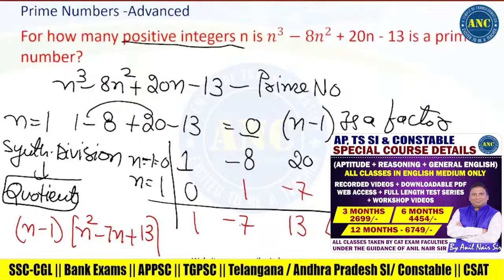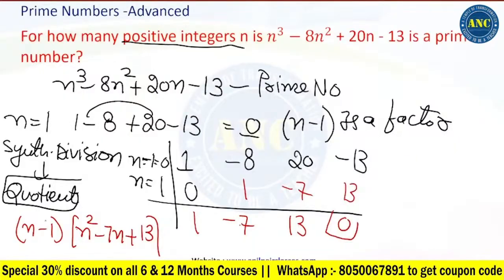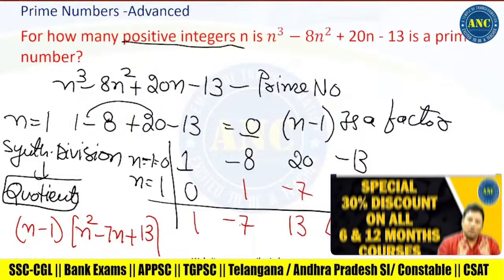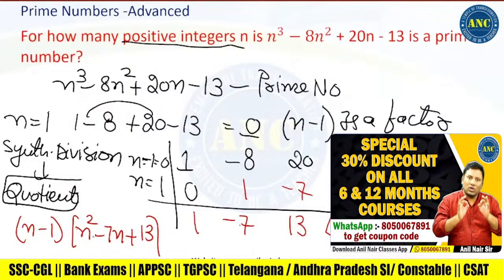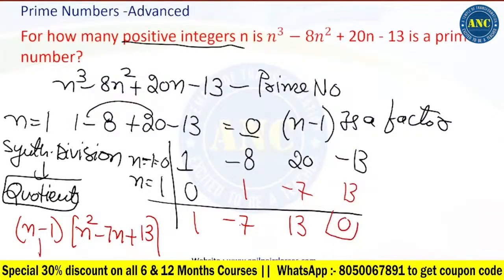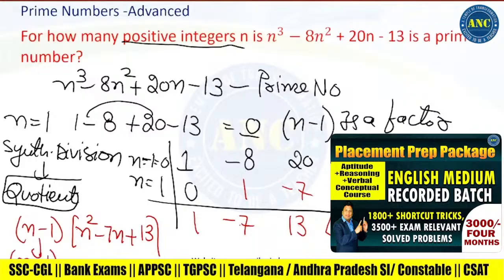Now see here. Let us check whether this expression is meeting or not. n into n square, n cube; minus n into minus 7n, minus 7n square; minus n square, minus 8n square; 13n plus 7n, 20n; minus 13. This is n minus 1, it is a factor. This is a discriminant.